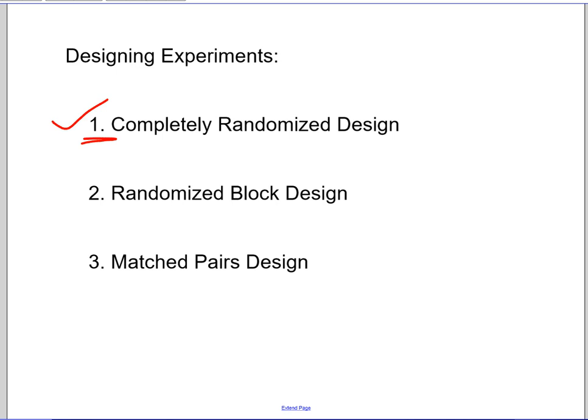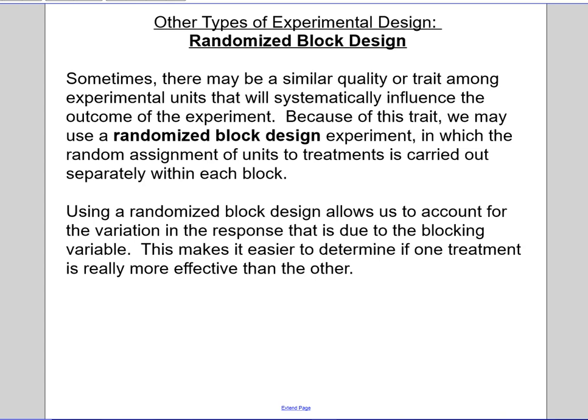In other words, I might want to run through my experiment just looking at women and then kind of just looking at men. So gender would be my block, all right? My gender is my similar quality or trait that's going to systematically influence the outcome of the experiment. I think being male is going to affect, or being female is going to affect how my workout program works, all right? So that's the whole idea behind a randomized block design.